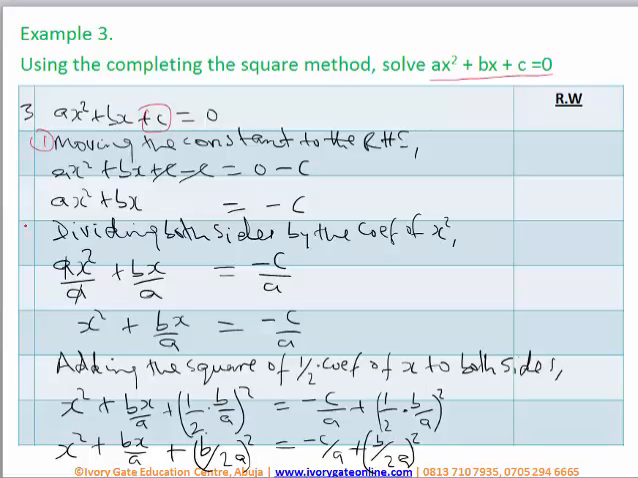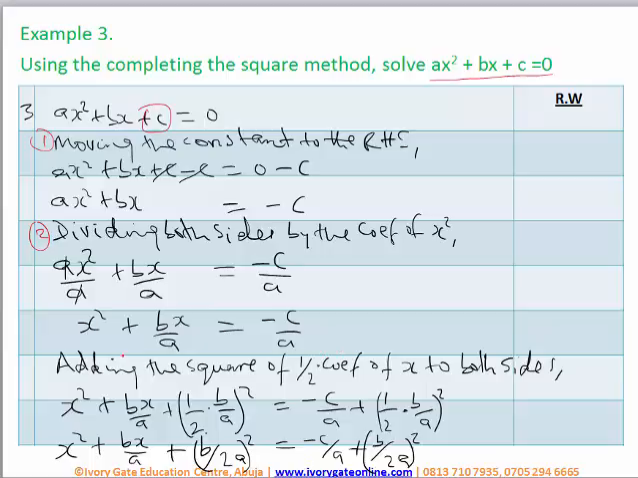Then step 2 is to divide both sides by the coefficient of x squared. So here we have dividing both sides by the coefficient of x squared, ax squared over a, so that a will go for a, plus b over a is equal to minus c over a, leaving us with this.